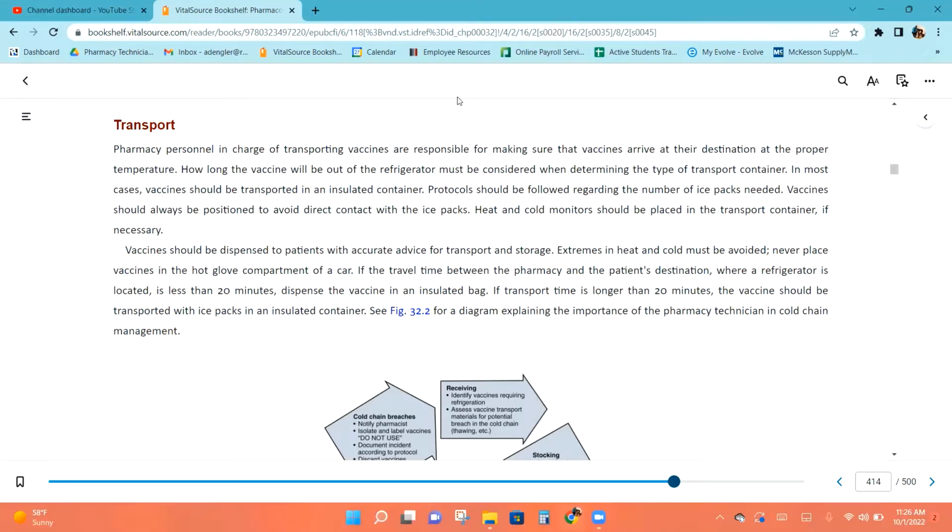Pharmacy personnel in charge of transporting vaccines are responsible for making sure that the vaccines arrive at their destination at the proper temperature.